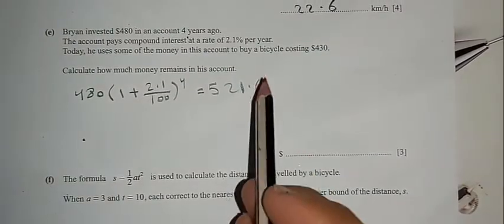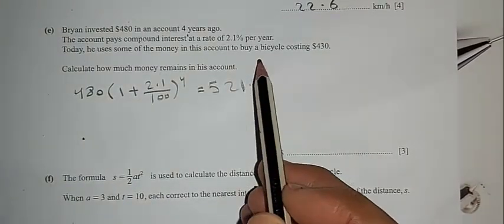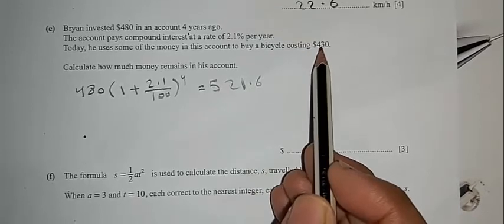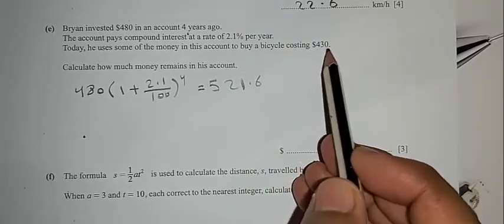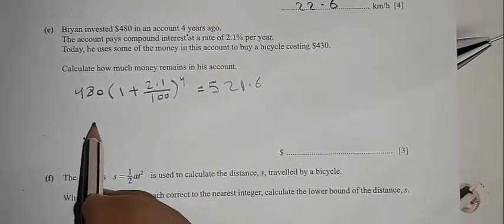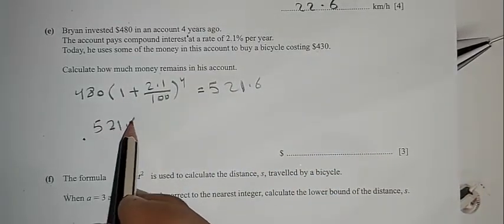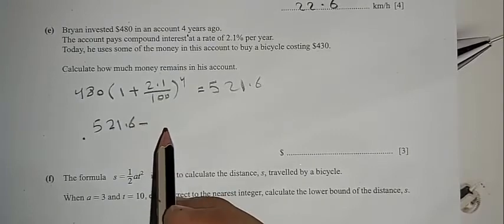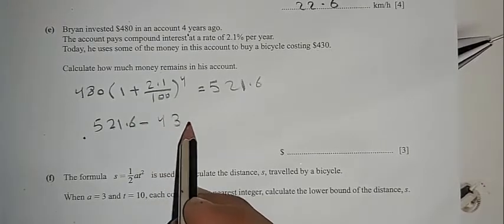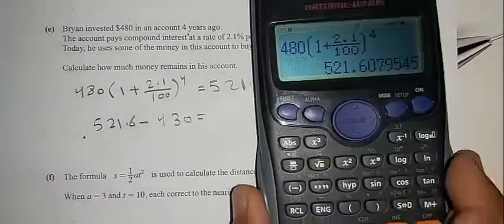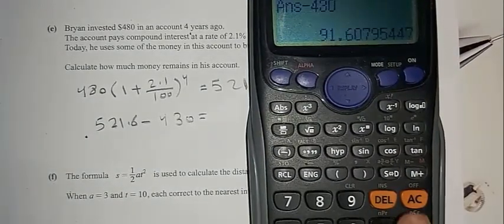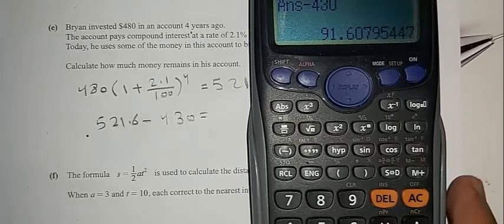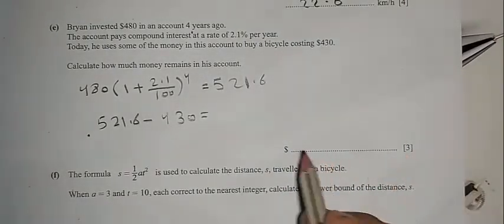Now he bought a bicycle costing 430, so we will subtract this 430 from this amount. 521.6 minus 430 equals 91.6.